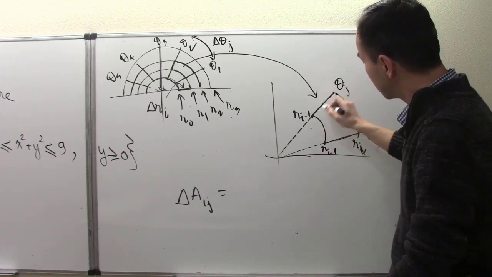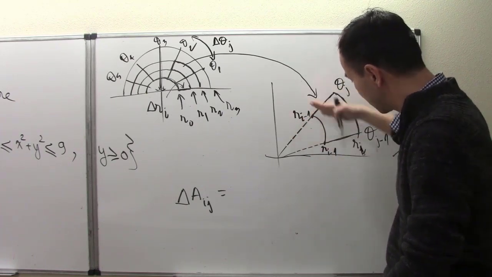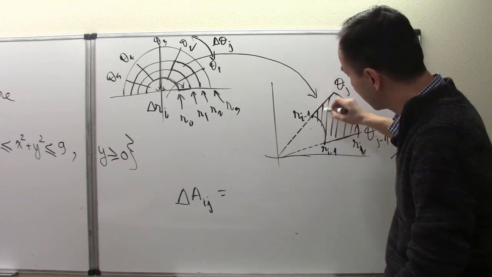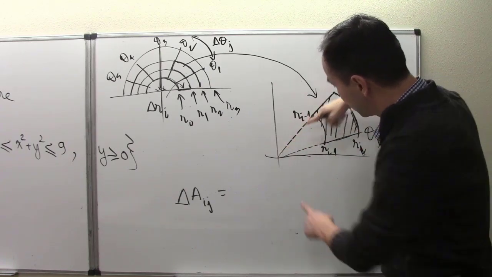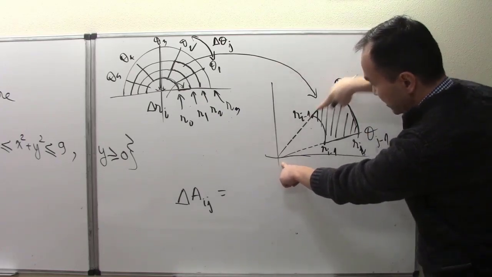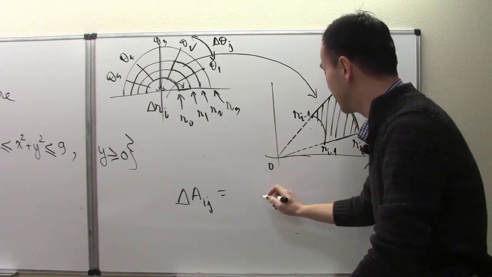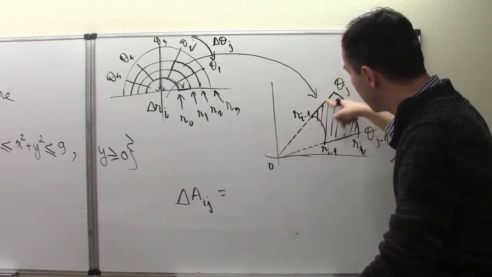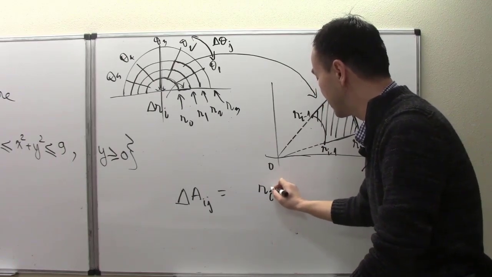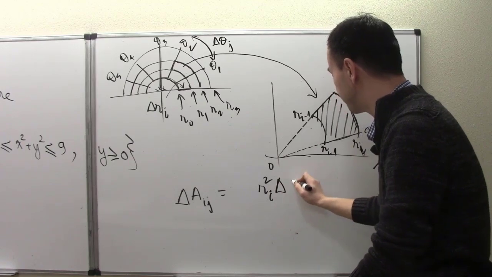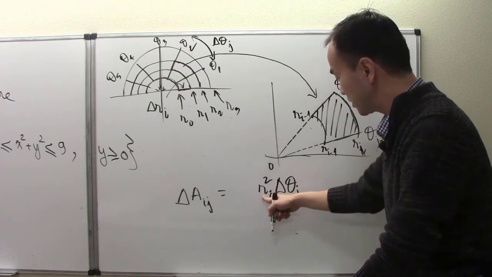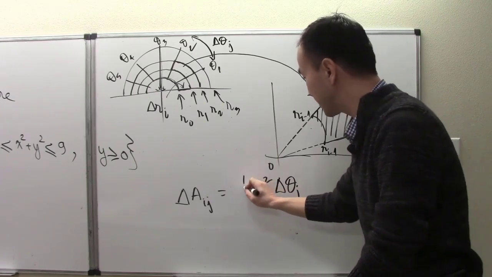The actual area is a sector. It's a sector that comes out from the outer circle, because in polar coordinates everything is a circle with a radius from the point to the center. So the area of the bigger sector is going to be the radius r sub i squared multiplied by the change in theta sub j, and then we multiply that by 1/2.